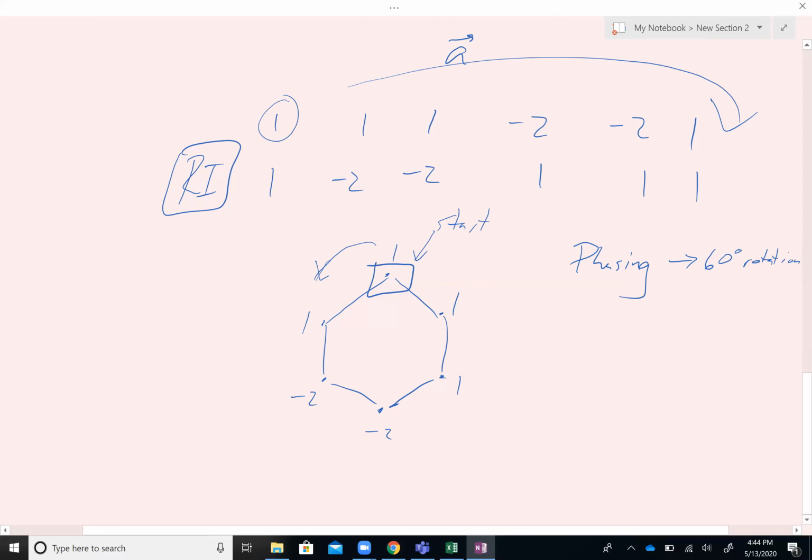What about this retrograde inversion? Well, you may have to stare at it for a second, but if I put the RI on another hexagon, so this is the RI hexagon.